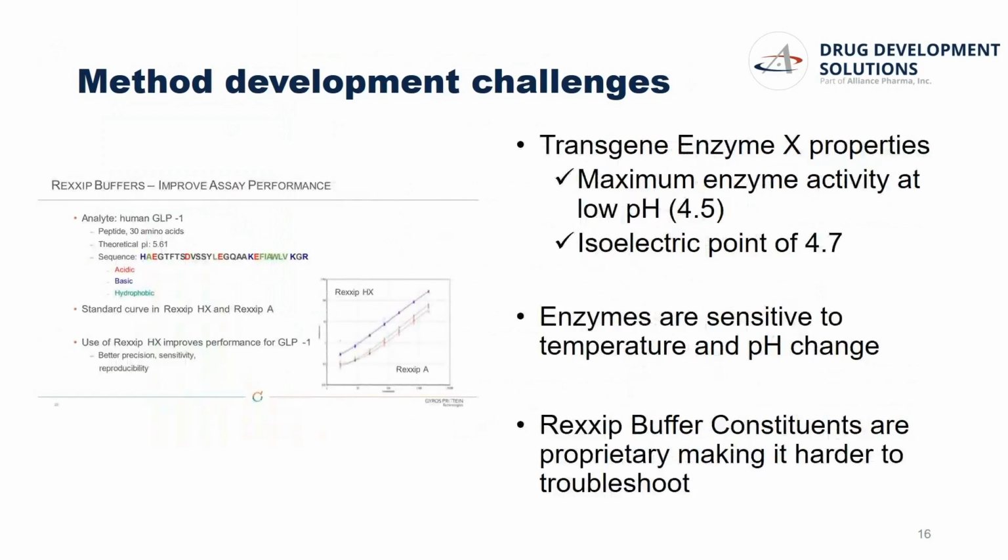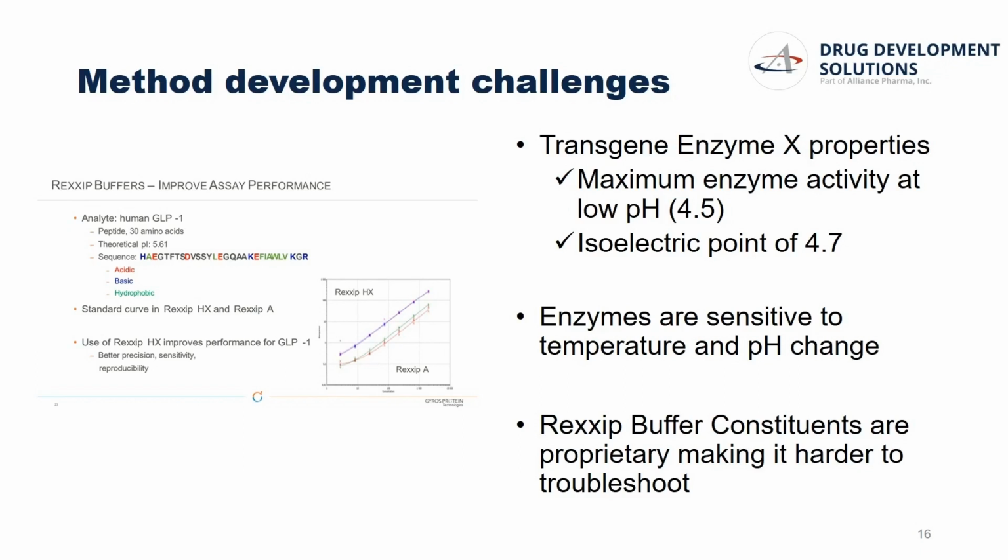First, we approached Gyrolab. The team were very friendly, and they helped us in initially determining which buffer was appropriate. The first point of call was looking at a buffer that had an isoelectric point closer to the enzyme of interest that we had, and they suggested the use of Rexip HX.